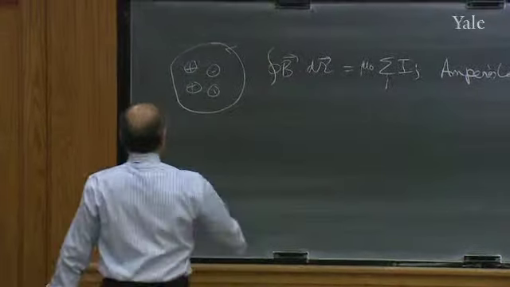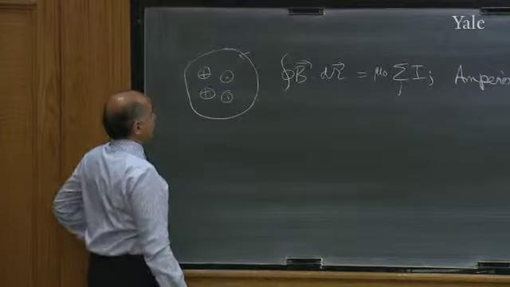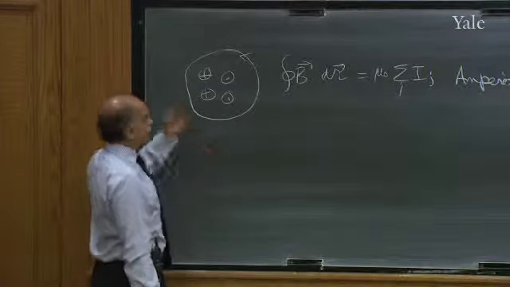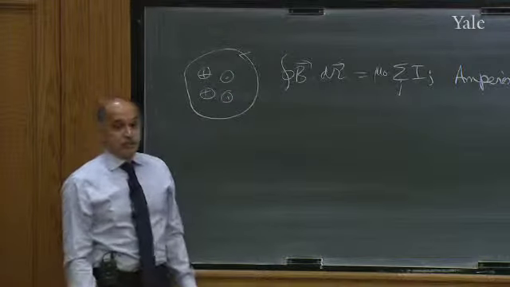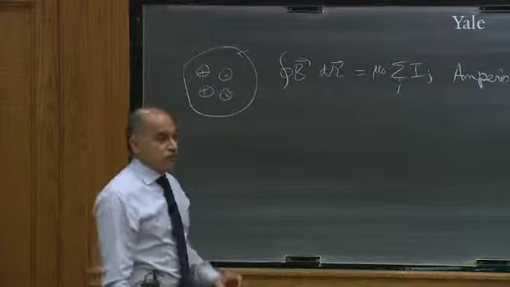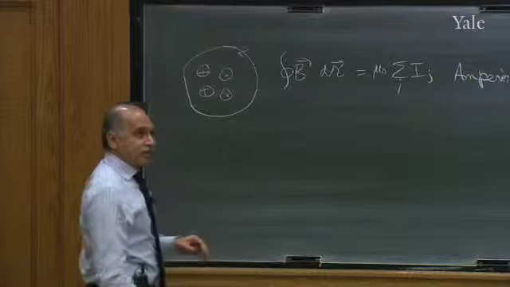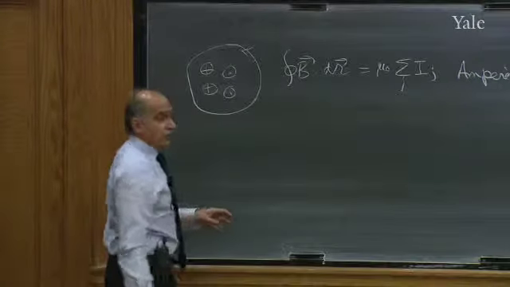In particular, if these four currents add up algebraically to 0, one is 2 amp and other is minus 2 amp and so on, then this integral will vanish, even though there are currents. So it counts not the absolute value, but the algebraic sum of all the currents.